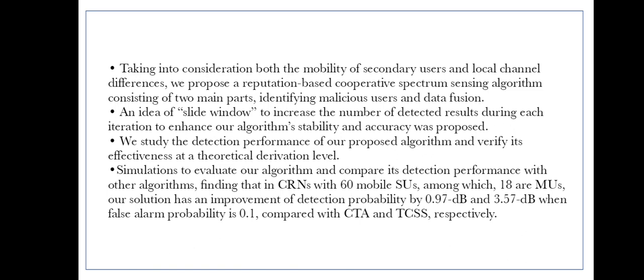Taking into consideration both the mobility of the secondary user and local channel differences, we propose a reputation-based cooperative spectrum sensing algorithm consisting of two main parts: identifying malicious users and data fusion. An idea of slide window to increase the number of detected results during each iteration to enhance our algorithm stability and accuracy was proposed.